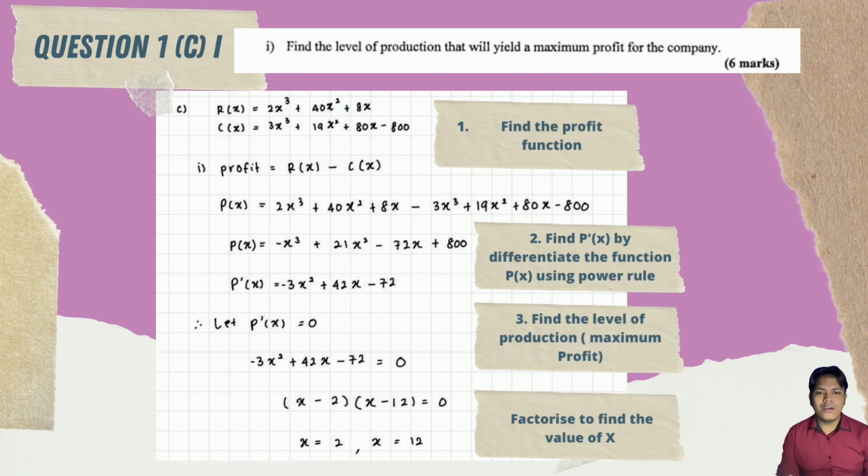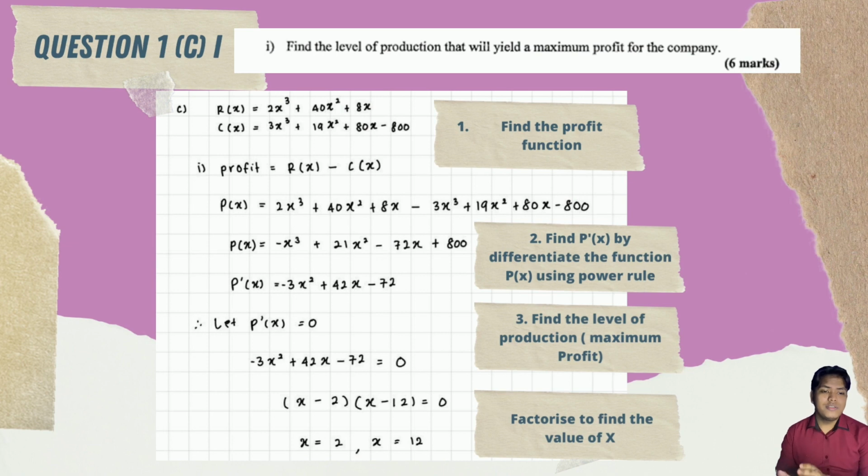We are already given the revenue function and the cost function. The first step, we must find the profit function. The formula for the profit function is revenue function minus cost function. Then we will get the profit function, which is equal to negative x cubed plus 21x squared minus 72x plus 800. Step 2, we must find the first derivative of the profit function by differentiating using the power rule. Then we will get the first derivative of profit equal to negative 3x squared plus 42x minus 72.